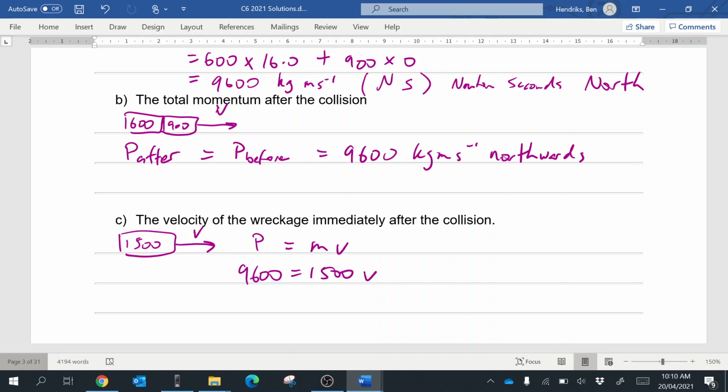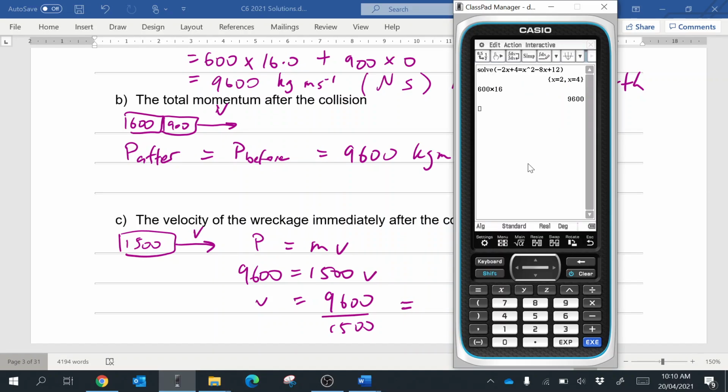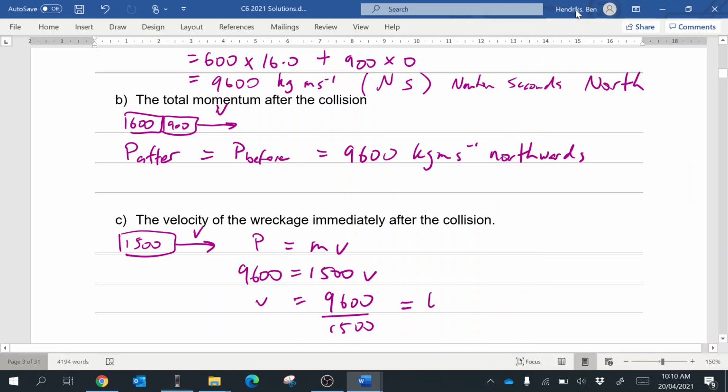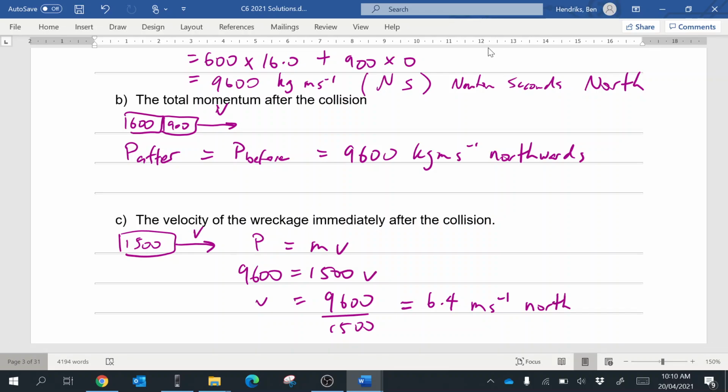Now we just divide both sides by 1,500. So 9,600 divided by 1,500. If we put that into our calculator, we get 32 over 5. Let's make that a real number. 6.4. Okay, so it's equal to 6.4 metres per second, and that would be in a northwards direction.